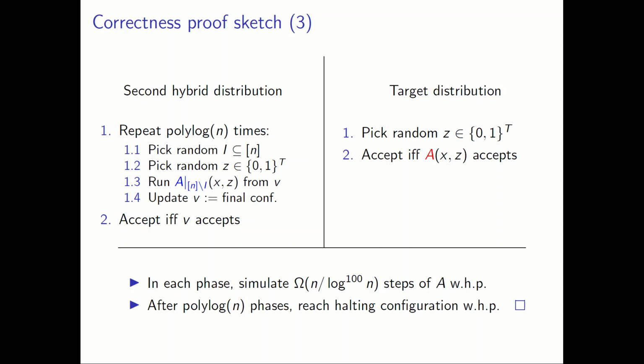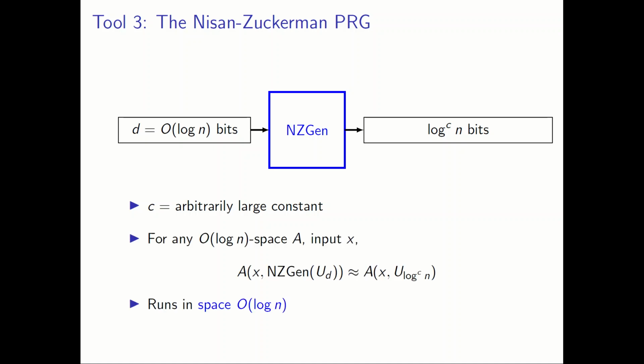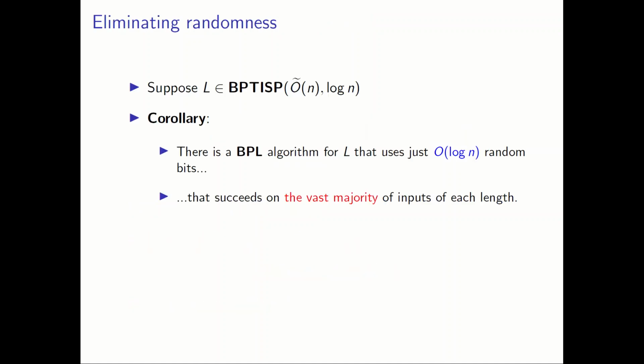That completes the proof of this main lemma. That shows how to reduce the randomness down to polylog. And now, like you might have heard a little bit from Omer yesterday, the rest of the job is not so hard. We use something called the Nisan-Zuckerman pseudorandom generator, which will de-randomize any algorithm that uses only polylogarithmically many random bits. Okay? So that completes the proof.